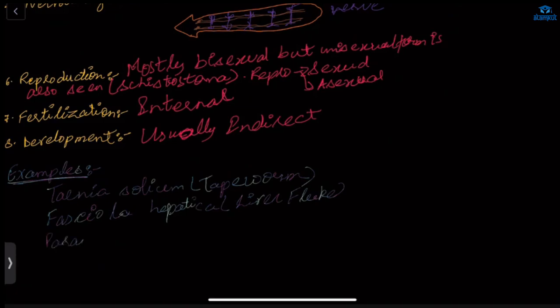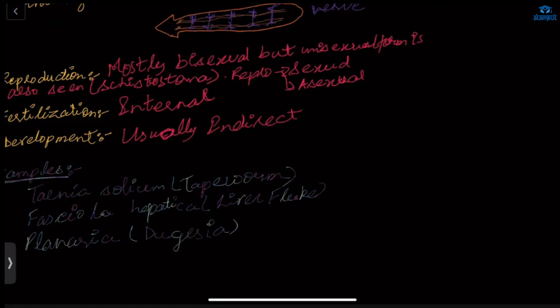And next is planaria. Okay, planaria ka dusra naam hai Dugesia. Now, important point yahan pe: Taenia solium is also a parasite, Fasciola is also a parasite, then planaria is what? It is free living. It is not a parasite.